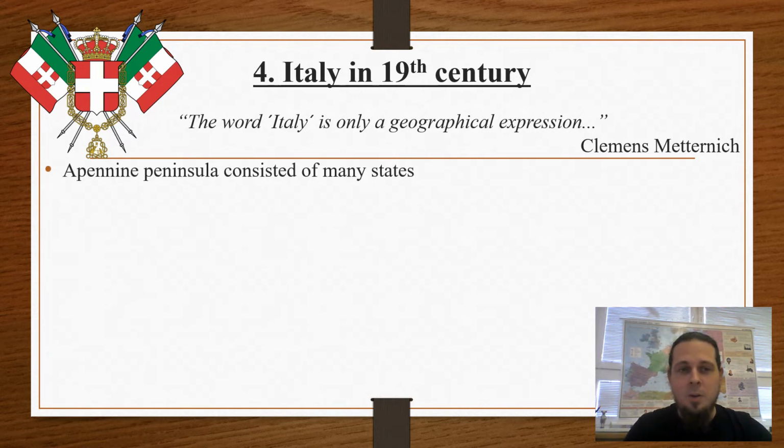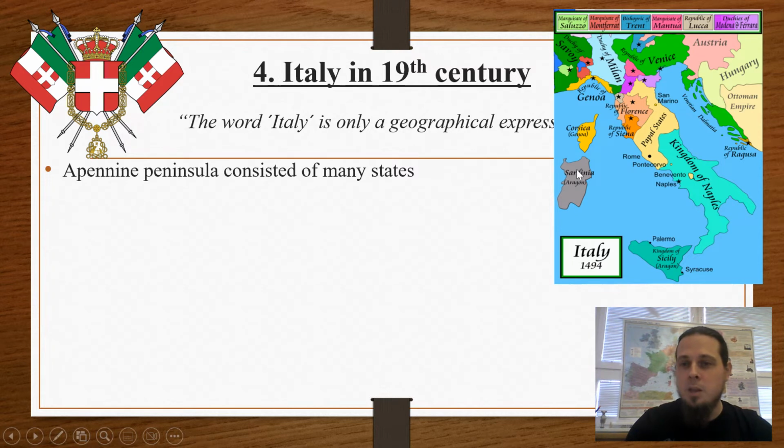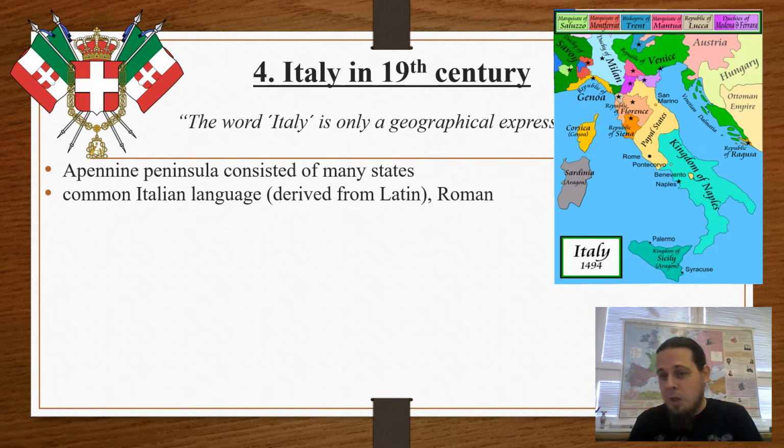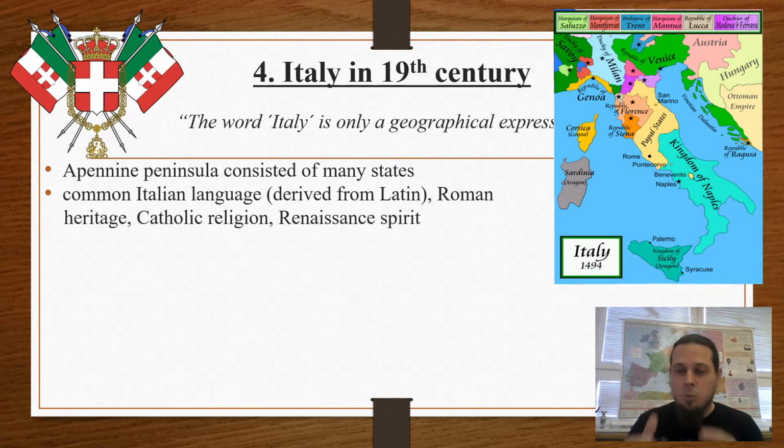Of course, the Apennine Peninsula consisted of many states. It was not only a geographical expression, because there were many things that they shared. Firstly, they shared a common Italian language that was, of course, derived from Latin and was commonly and widely used since medieval times. Another thing was the Roman heritage concerning law, for example, in the city-states of Florence, Venice, Genoa, also a lot of things from theater, culture, architecture.